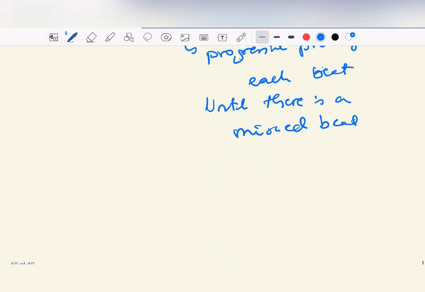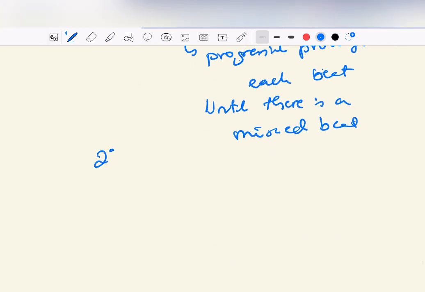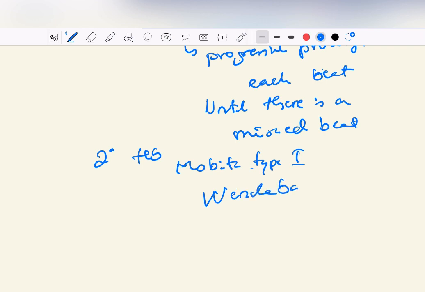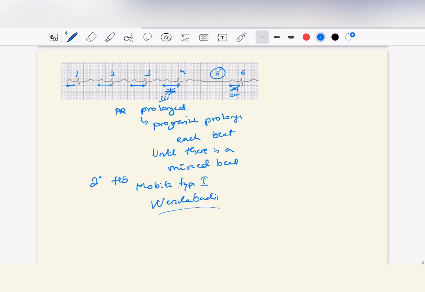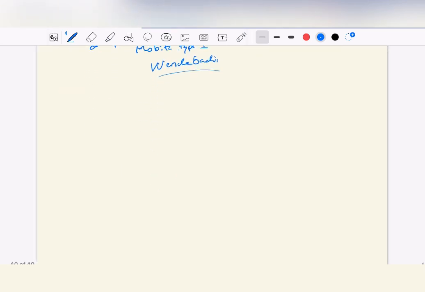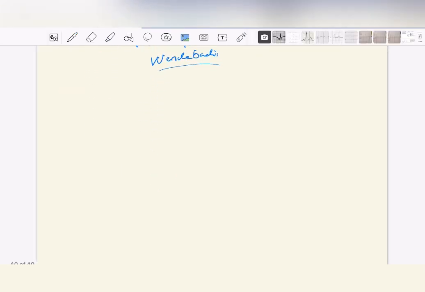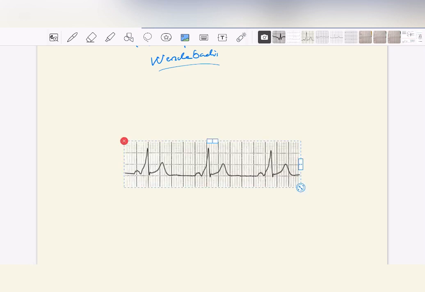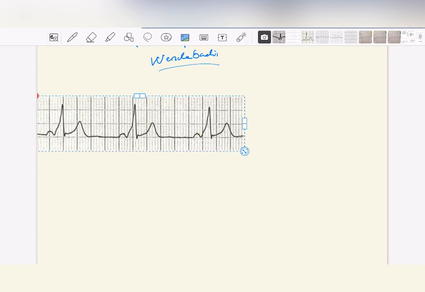So this is second degree heart block, Mobitz type 1, or simply called the Wenckebach phenomenon. Okay, so let's see another ECG. What happened to the PR interval here? Look at this ECG.